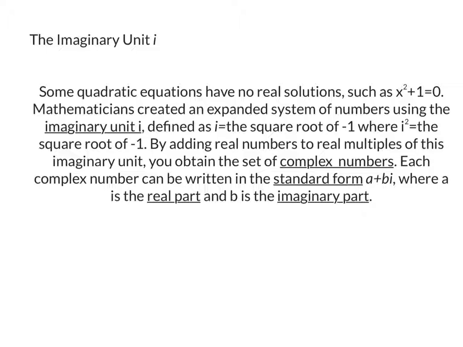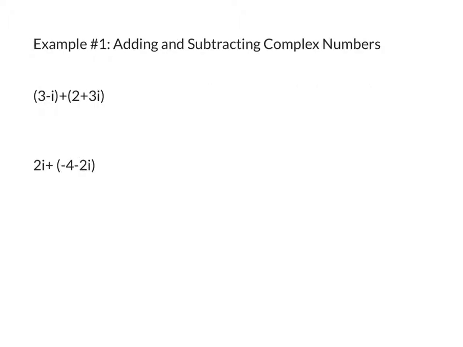Some quadratic equations have no real solutions, such as x squared plus 1 equals 0. Mathematicians created an expanded system of numbers using the imaginary unit i, defined as i equals the square root of negative 1, where i squared equals negative 1. By adding real numbers to real multiples of this imaginary unit, you obtain the set of complex numbers. Each complex number can be written in the standard form a plus bi, where a is the real part and b is the imaginary part.